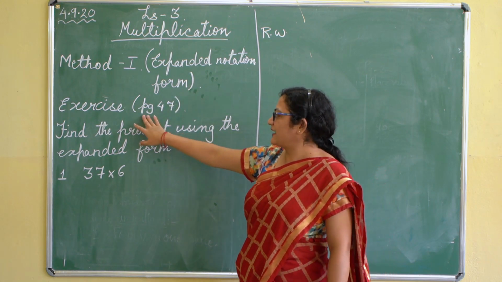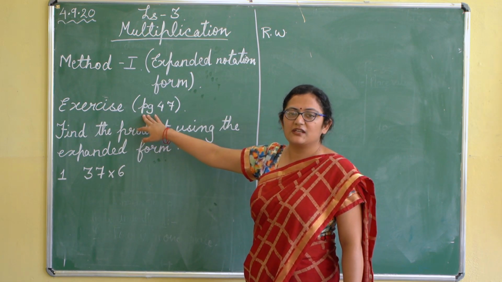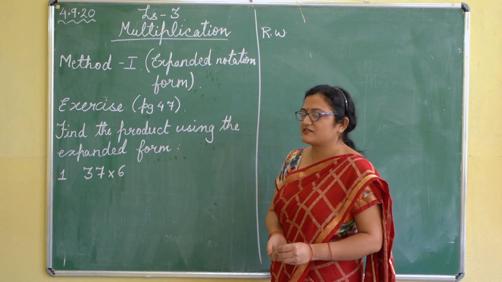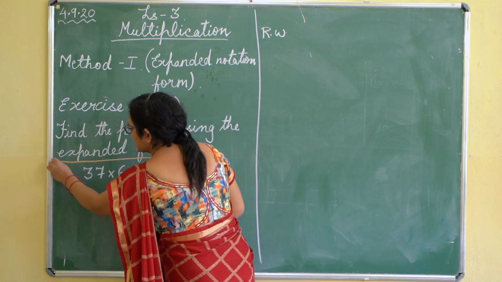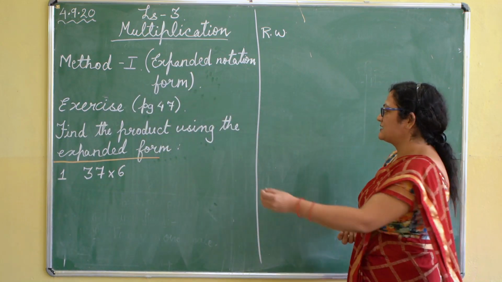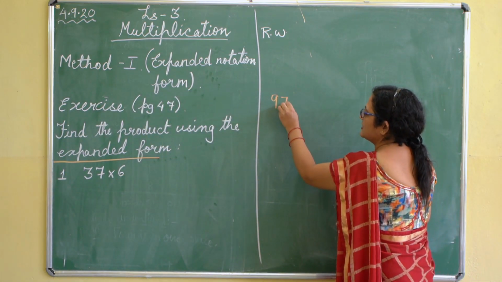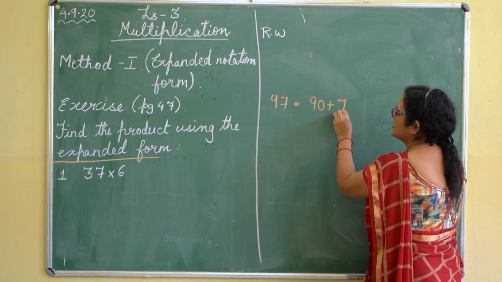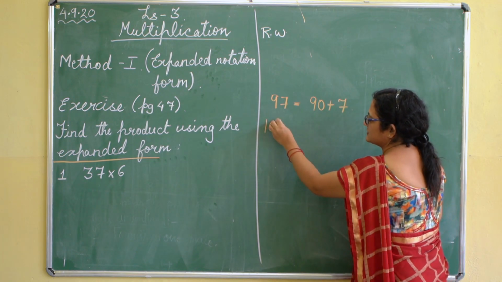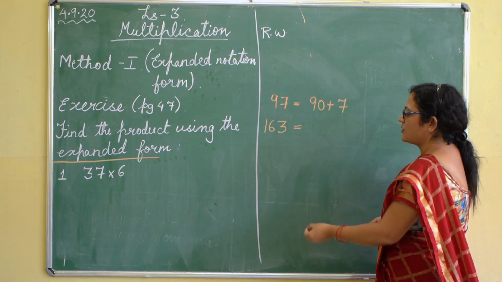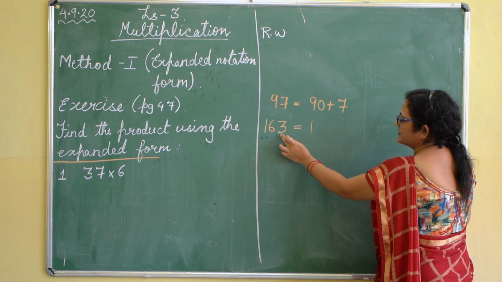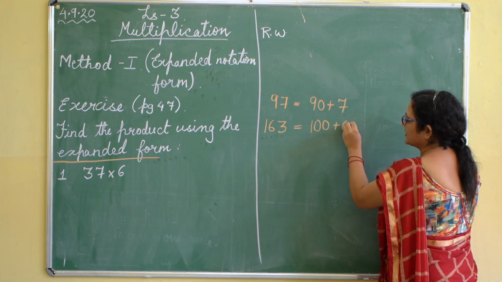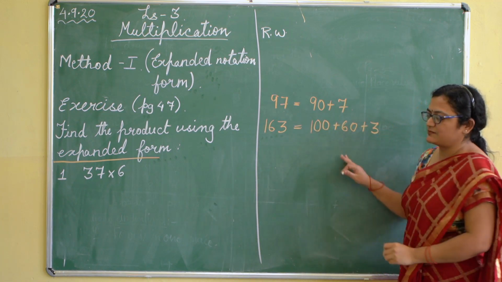Your exercise is on page number 47. Find the product using the expanded form. Expanded form you have studied in the earlier class also. Expanded form means, like if I say 97, how will you expand this number? 90 plus 7. Same way if I write 163, how will you write it in expanded form? 163 means 100 plus 60 plus 3. Like this you write in the expanded form.